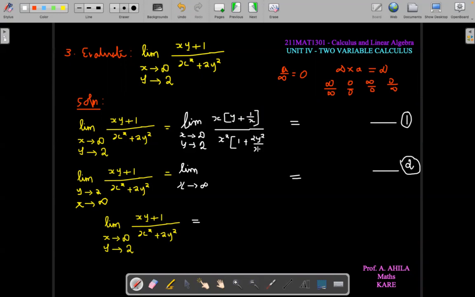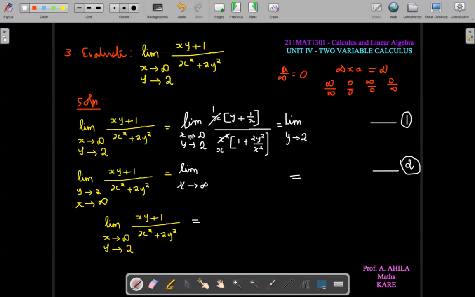Be particular in this, understand and try to do it. Whenever we get an undefined condition, we have to follow this rule: take the variable as a common factor outside, and then substitute. So now I try to substitute x equal to infinity. I should not write x tends to infinity; I just write y tends to 2 because I plan to substitute for x. Here we can cancel this x and this x; only one x remains on this side.